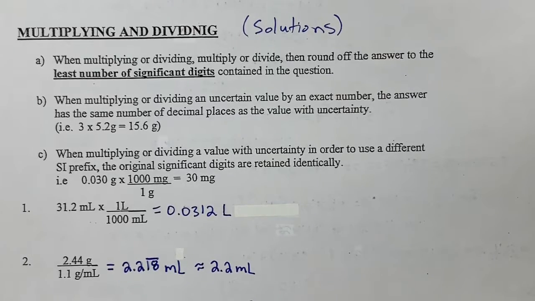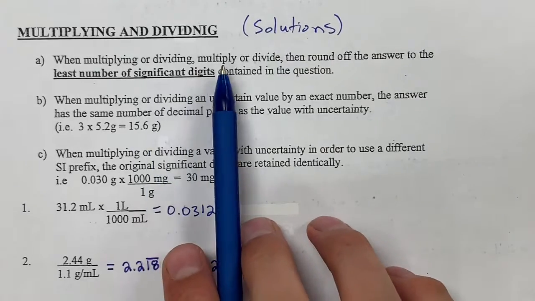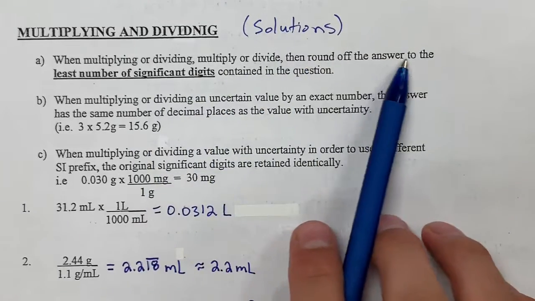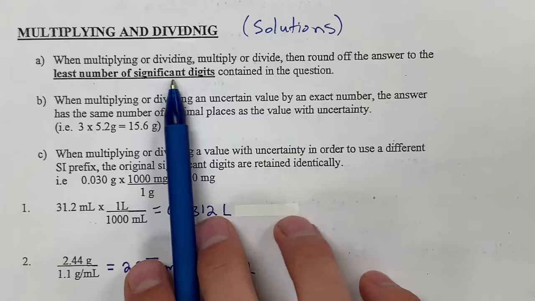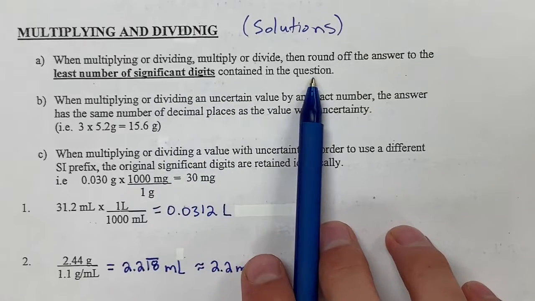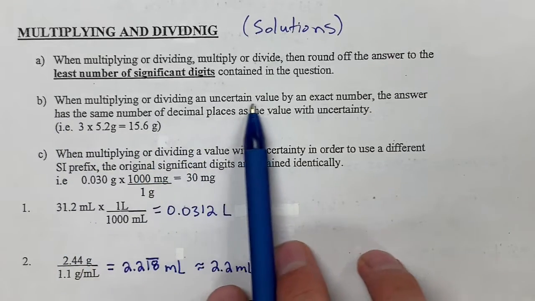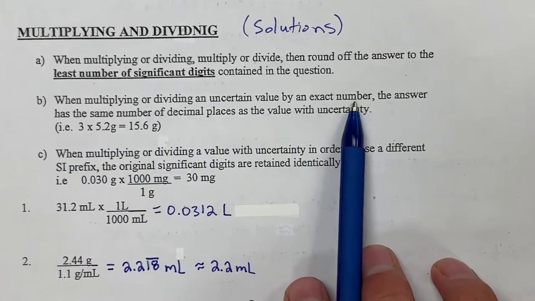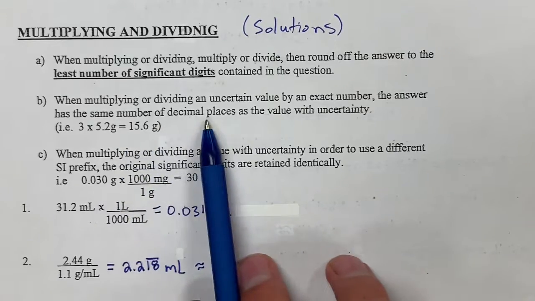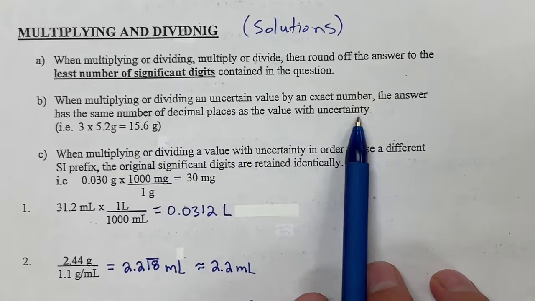I'd now like to do some examples of multiplying and dividing values while also considering the significant digits. When multiplying or dividing, multiply or divide, then round off the answer to the least number of significant digits contained in the question. This is what we've done before. Now the new one is, when multiplying or dividing an uncertain value by an exact number, the answer has the same number of decimal places as the value with uncertainty.